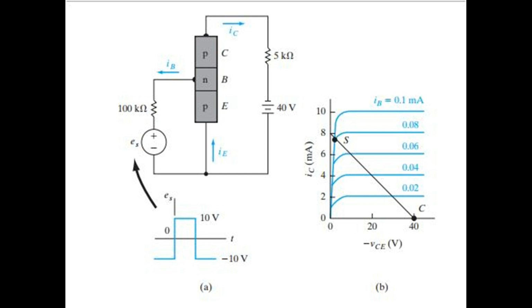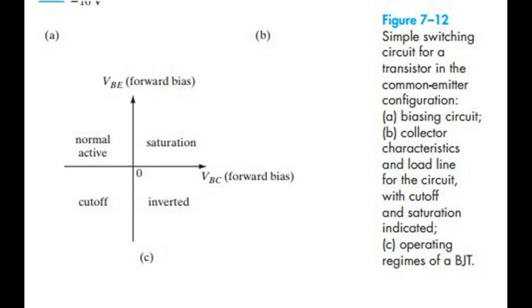Figure 7-12: simple switching circuit for a transistor in the common emitter configuration. A. Biasing circuit. B. Collector characteristics and load line for the circuit, with cutoff and saturation indicated. C. Operating regimes of a BJT. As in Fig 7-12b, the transistor operates in the normal active mode. That is, the emitter junction is forward biased and the collector is reverse biased, with a reasonable value of IB flowing out of the base.